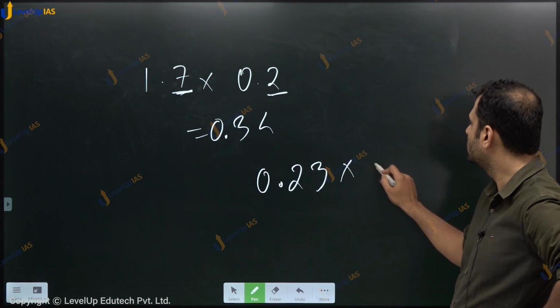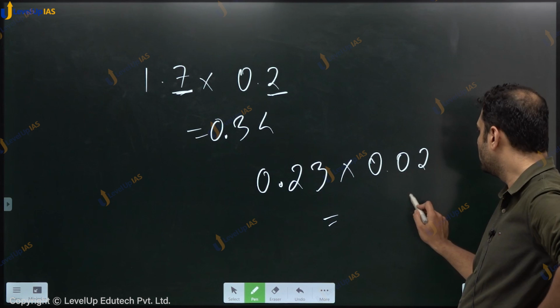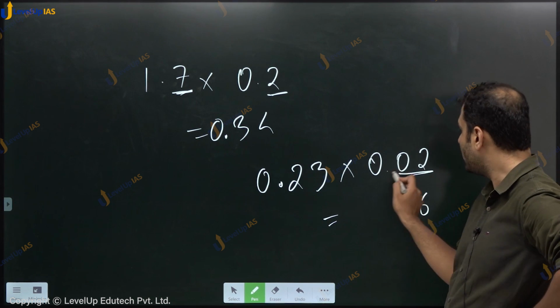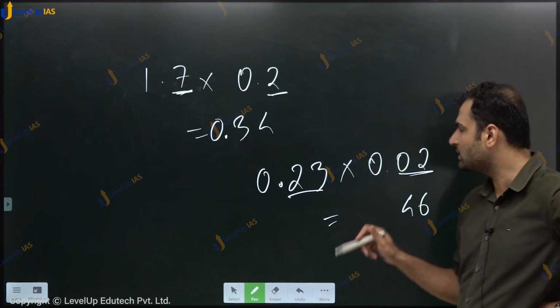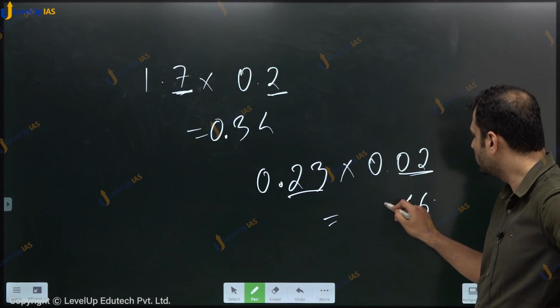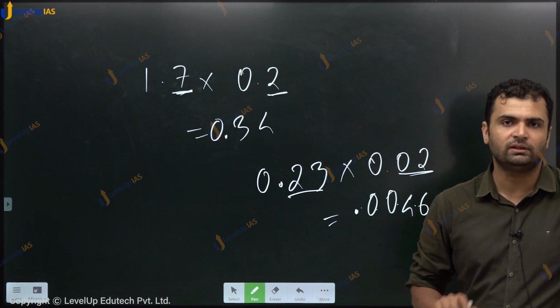0.23 into 0.02. We forget that there are decimals. 23 2s are 46, and 2 digits after the decimal here, 2 digits after the decimal here. So we have to put the decimal point after 4 places. So 1, 2, 3, and 4. We put the decimal here, and we get 2 zeros. That is how you multiply.